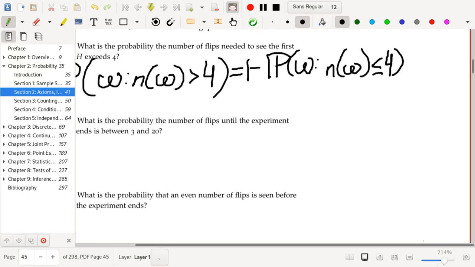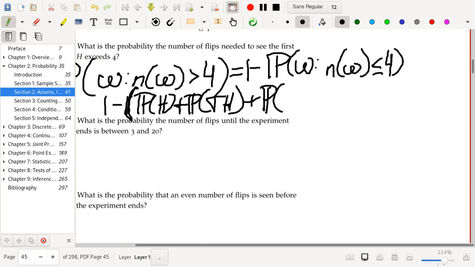Okay, this is actually a finite set because we can actually list out the strings of flips in which the length of that string is less than or equal to 4. We have heads, we have tails heads, we have tails tails heads, and tails tails tails heads. So this is 1 minus the probability that you get heads on the first flip, plus the probability that you get tails then heads, plus the probability that you get tails and tails and heads. And then you have the probability of 3 tails and a head.